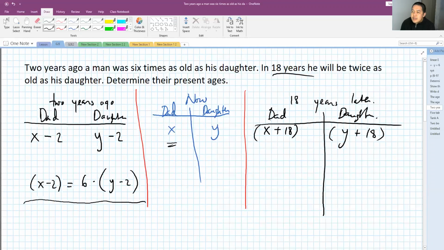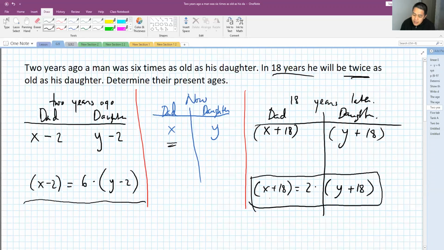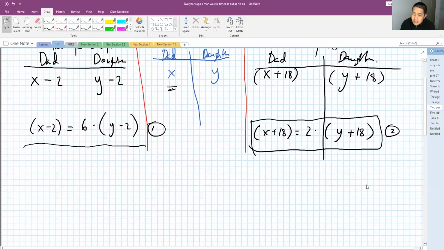Now, it's said here that in 18 years, the age of the father will be twice the age of the daughter. That means x plus 18 equals 2 times y plus 18. So here we go. We have one more equation with 2 unknowns, x and y, and now we can solve these 2 equations simultaneously by using a method that we have learned before. In this case, we need to tidy things up a bit.